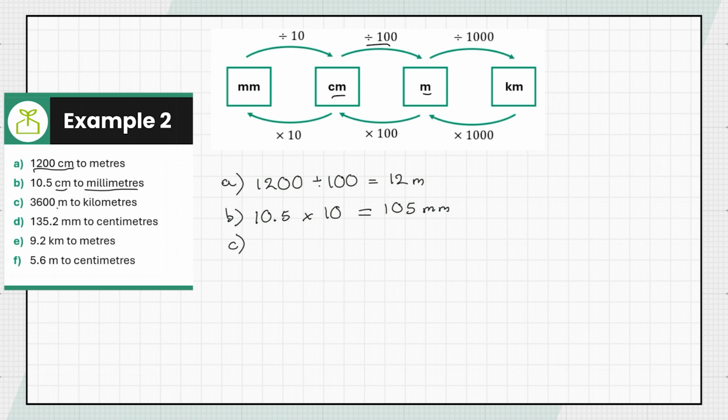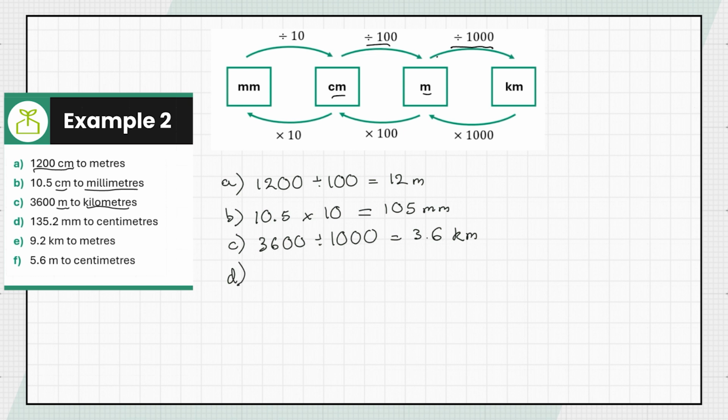For C, we are going from meters to kilometers. Now we're going from a smaller unit to a larger one, so we're going to divide by 1,000. So we do 3,600 divided by 1,000. And that is going to be equal to 3.6 kilometers.